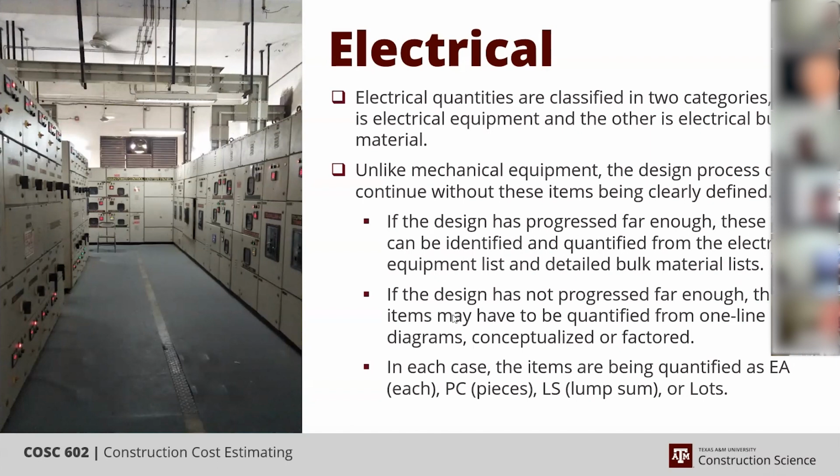So the electrical equipment is usually pulled from an electric equipment list, if the design has progressed far enough for that list to be developed. If it hasn't, then we're left usually to conceptualize or factor. I'm noting here that you can pull it from a one line diagram at times, but you have to be far enough along in the process for one line to have even been drawn.